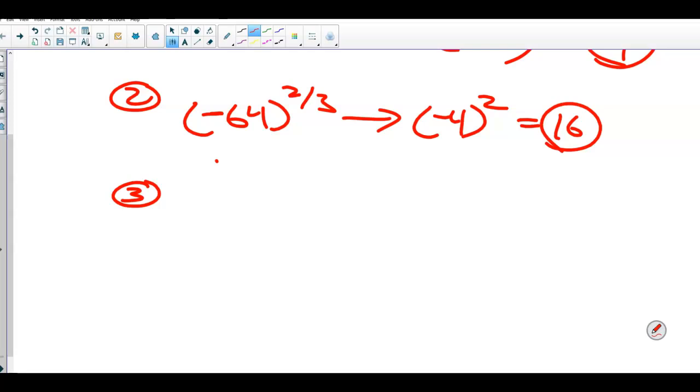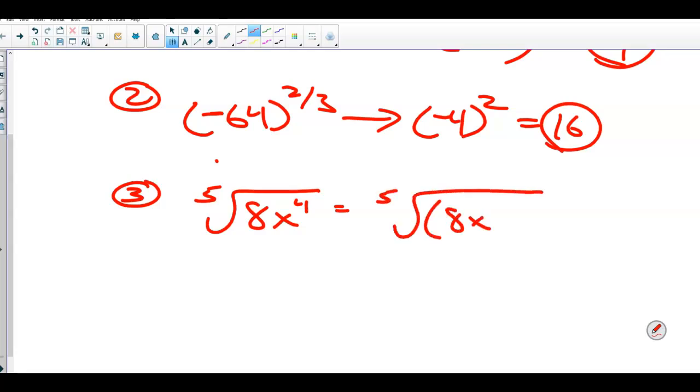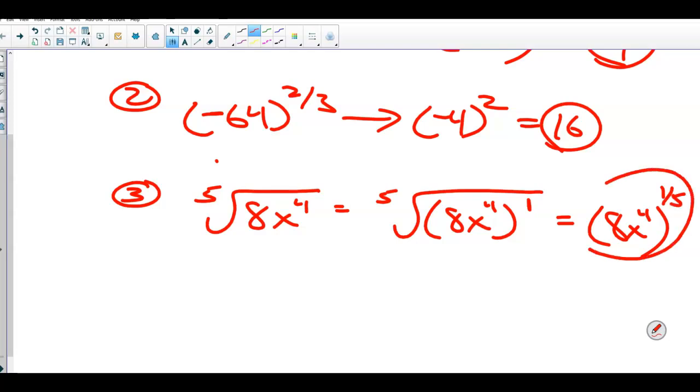Number 3, we're going to write this as an exponent. This entire thing, this 8 to the x fourths, is in a radical. And this entire thing is really this, raised to the first power. The entire thing is in the radical. And now when I change it to exponential form, it's parentheses x to the 4th. It's an exponent over an index, over 1/5.